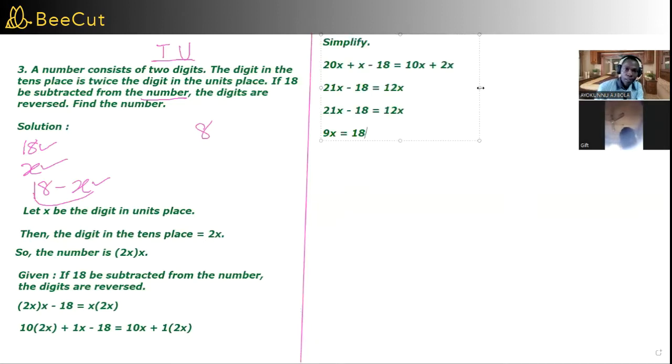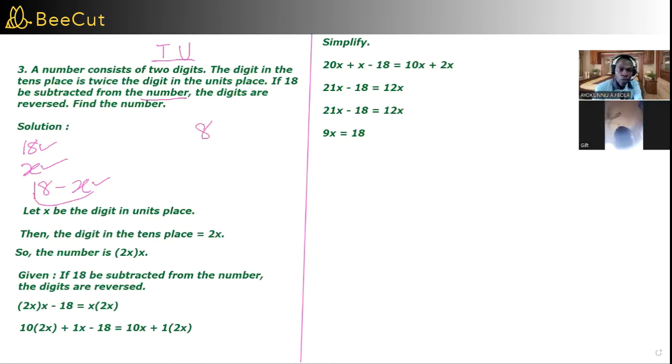So to simplify, we have 10 times 2x is 20x. 1x times 1 is x, minus 18. Then 10 times x is 10x and 1x times 2x is 2x. So here we can collect like terms. Then we have x plus this, that's 21x minus 12x on this side. And when you collect your like terms, you have 9x equals 18.